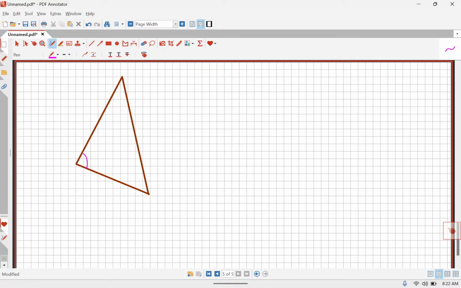The measure of this angle is 2t plus 9 degrees. The measure of this angle is 29 degrees. And the measure of this angle is 82 minus t degrees.